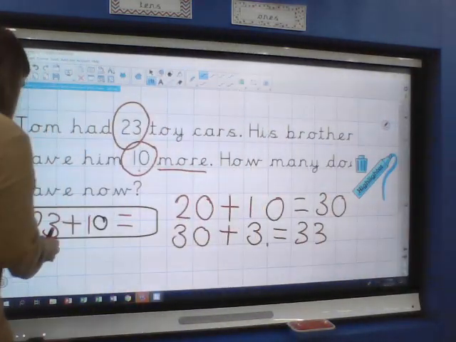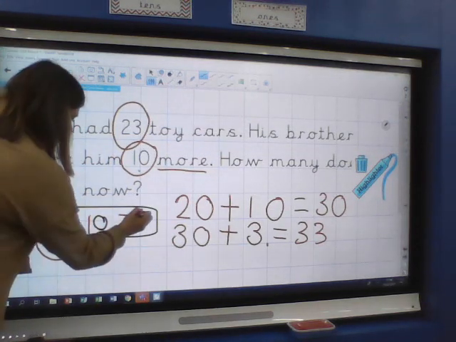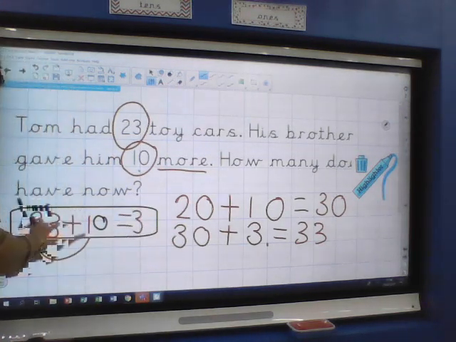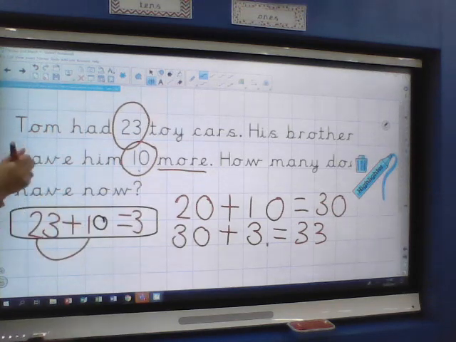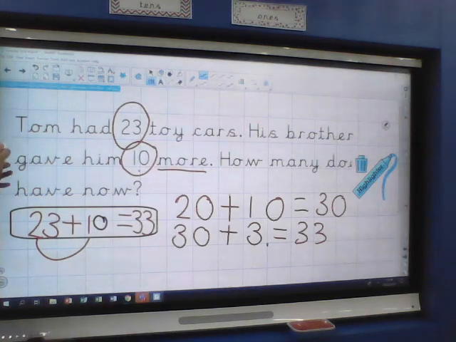So we added the 10s first. The 20 and the 10 gave us 30. And then the 3 and the 0 still gave us 3. So I added the 30 to the 3 to give us 33.